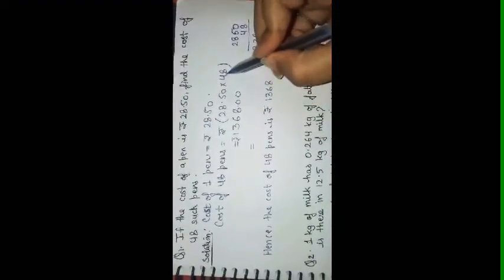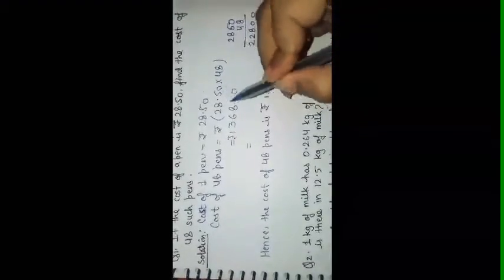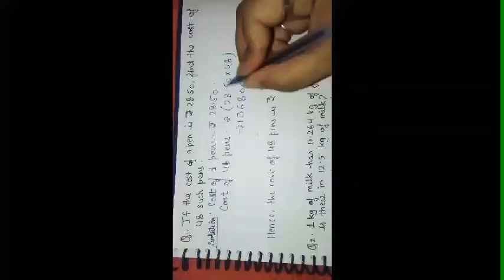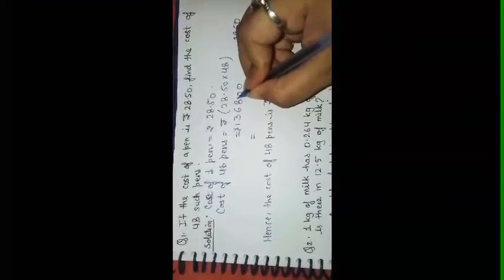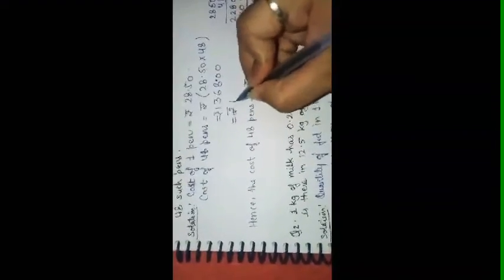Now see how many digits after the decimal. Here 2 digits, here 0. So the total number of digits after the decimal point is 2. So from the right side we place the decimal point here. Now the answer is rupees 1,368. So the cost of 48 pens is 1,368 rupees.